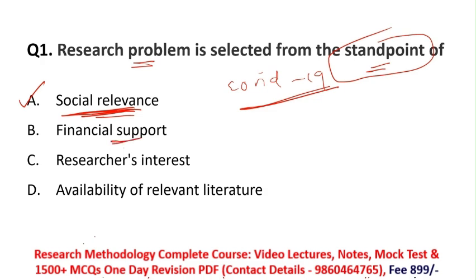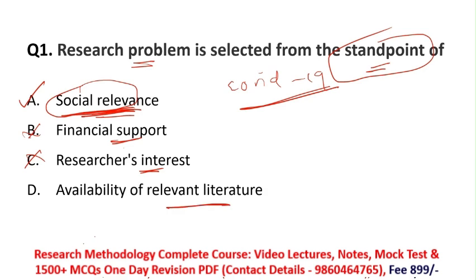Financial support. Yes, financial support is important, but if I'm selecting my problem, I'll first think that my result should provide benefit to all the population. So here option B is incorrect. Option C, researcher interest. Yes, researcher interest is also important, but not compared to social relevance. This is an incorrect option. And option D here is availability of relevant literature.